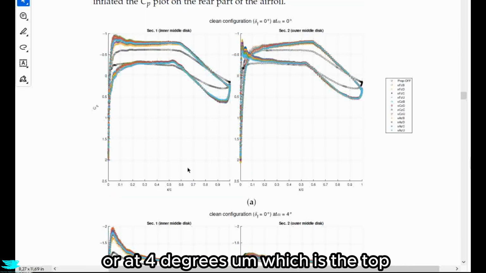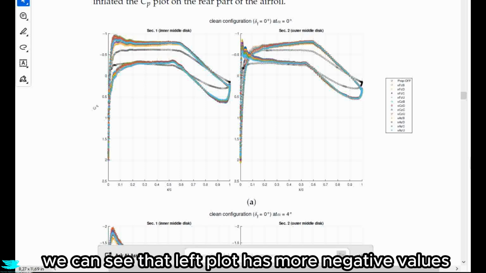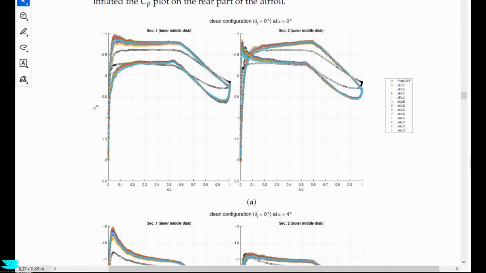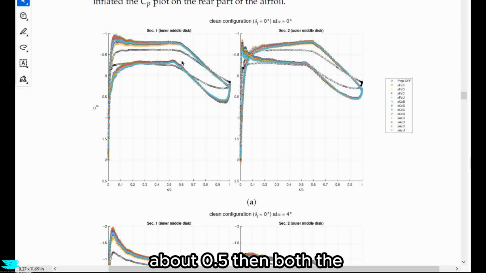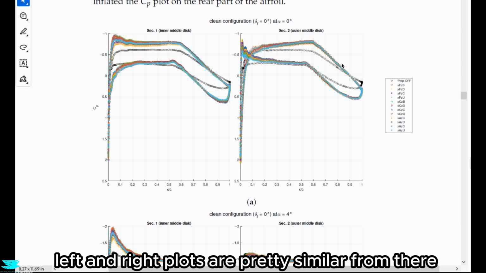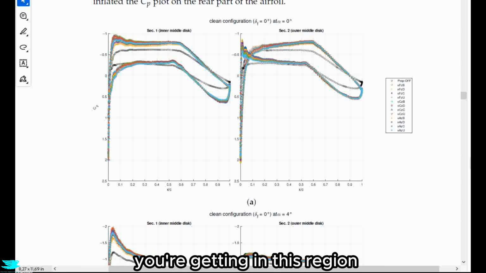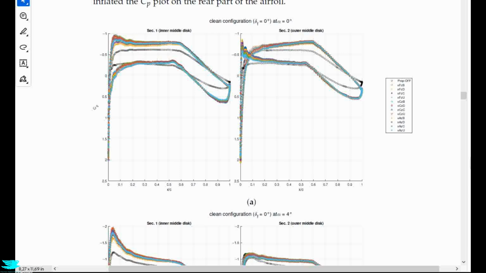But now when you compare the left plots to the right plots, regardless of whether it is at 0 degrees or at 4 degrees, which is the top row and bottom row respectively, we can see that the left plot has more negative values for the upper line near the leading edge. Once you get to about x on c of about 0.5, then both the left and right plots are pretty similar from there. So what that means is that the actual lift you're getting in this region, where the propellers are upwashing the flow, comes from the front half of the wing and not the back half.